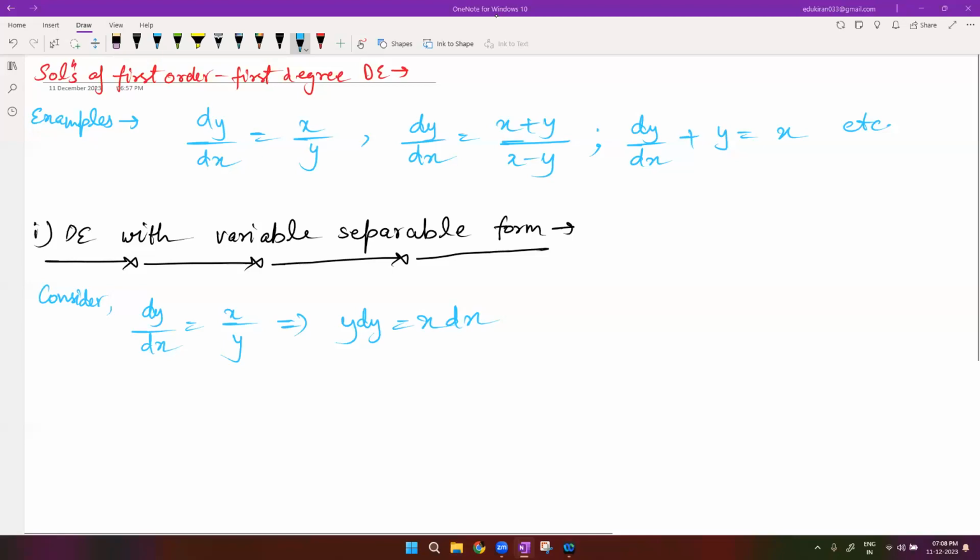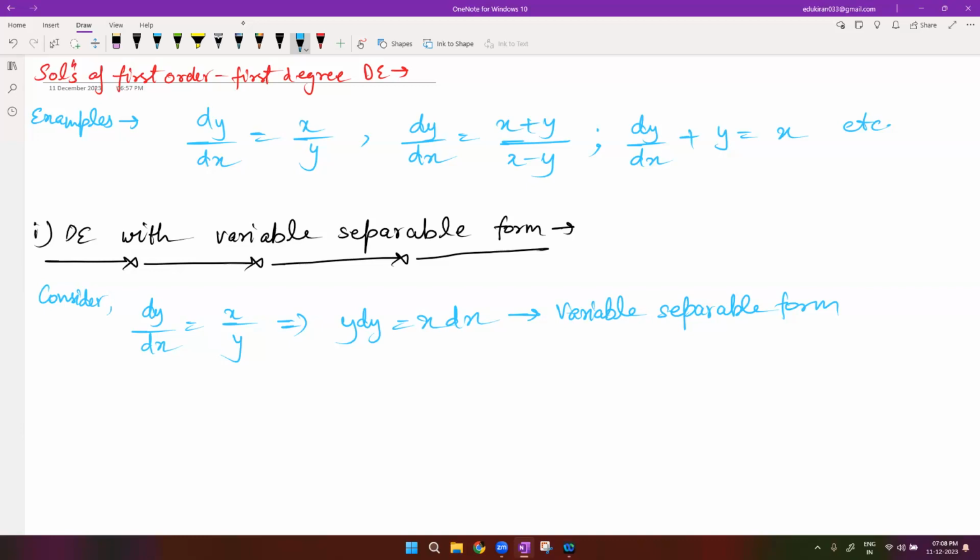So in this case, you can easily observe that we can take all the y with dy, all the x with dx. Now, the dy term does not contain any x, and the dx term does not contain any y. If we are able to do this, it means this is of variable separable form. This is considered as variable separable form, right?